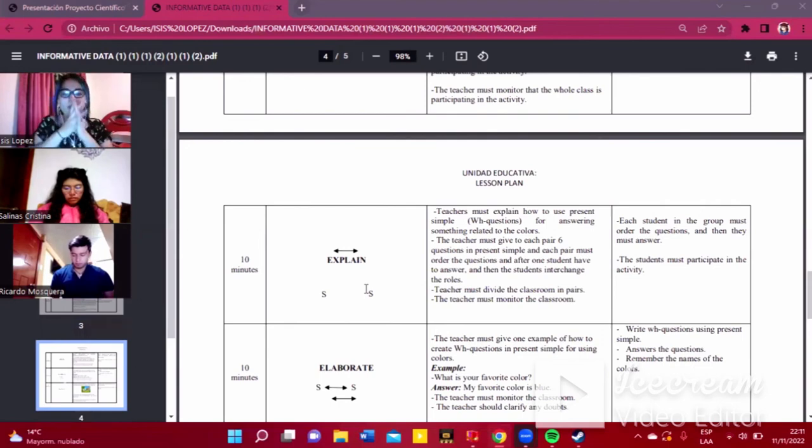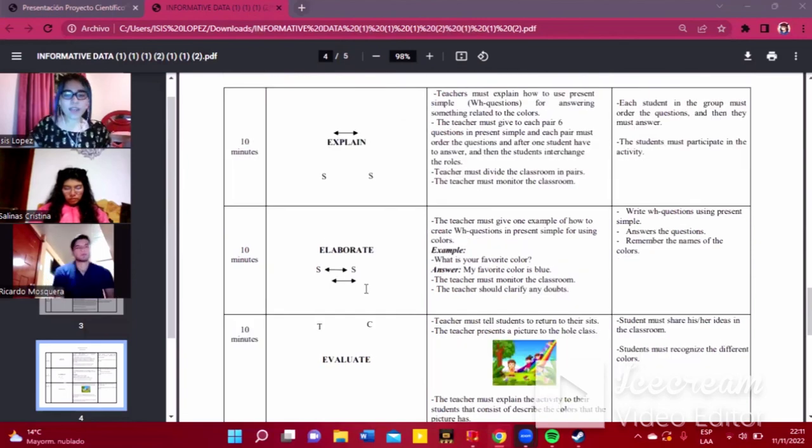The teacher must divide the classroom into pairs because, as I said before, it's a pair activity, and the teacher must always monitor the classroom. Each student in the group must order the question, and then they have to answer, and the students must participate in the activity. After, we have the elaborate.